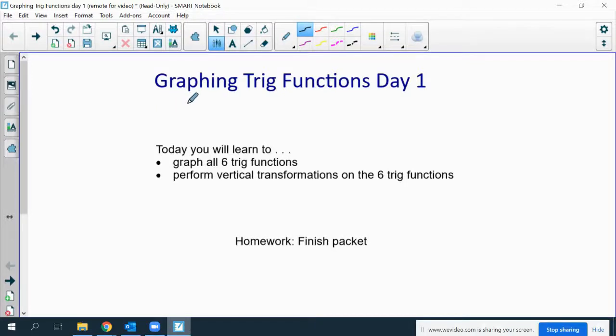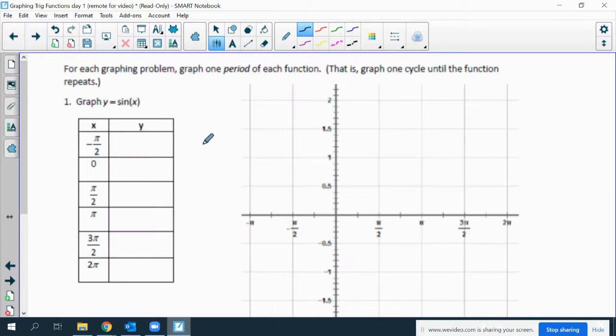The following video talks about graphing trigonometric functions. We're going to learn about graphing all 6 trig functions and then performing vertical transformations on those functions.